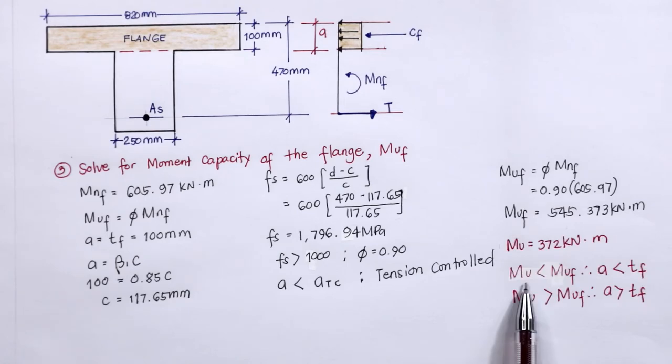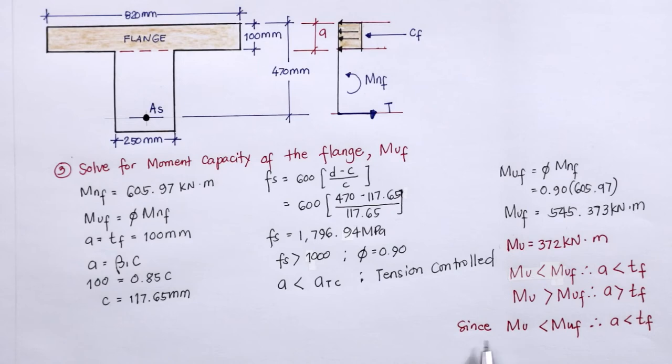Kung ang ultimate moment capacity na kailangan i-carry ng beam is less than sa ultimate moment capacity na kaya i-carry ng flange, ibig sabihin sobra-sobra yung capacity ng flange. Kaya yung actual value ng a is less than sa thickness ng flange. At kapag naman mas malaki yung ultimate moment capacity na kailangan i-carry ng beam dun sa ultimate moment capacity na kaya lang i-carry ng flange, ibig sabihin, kailangan pa ng additional compressive force na kukunin naman sa web ng T-beam. Therefore, the actual value of a is greater than tf.